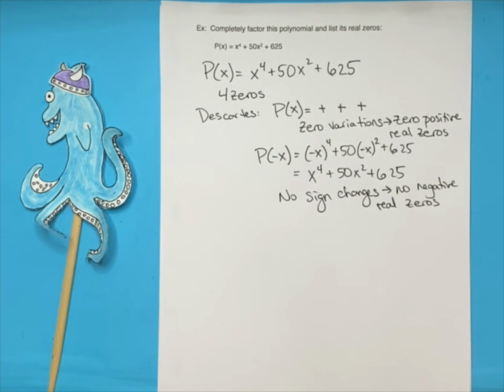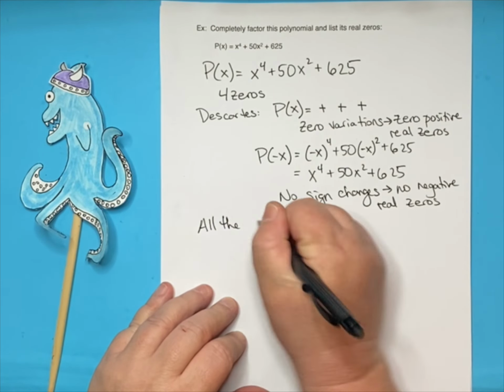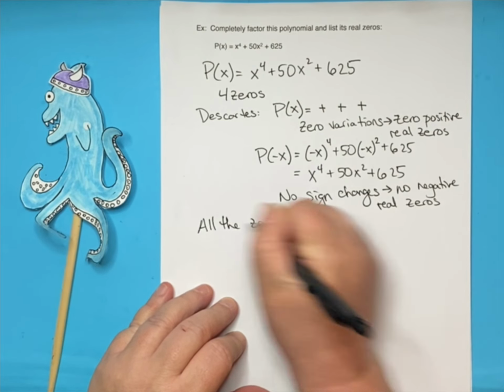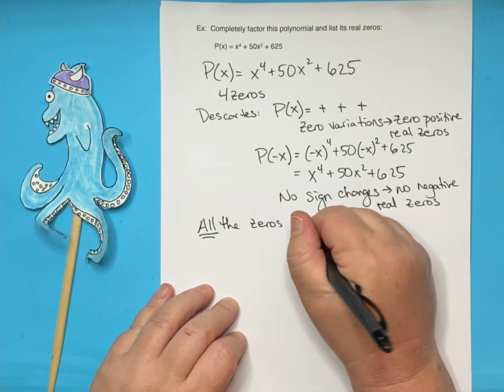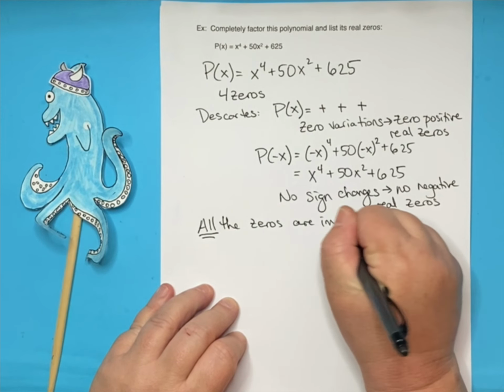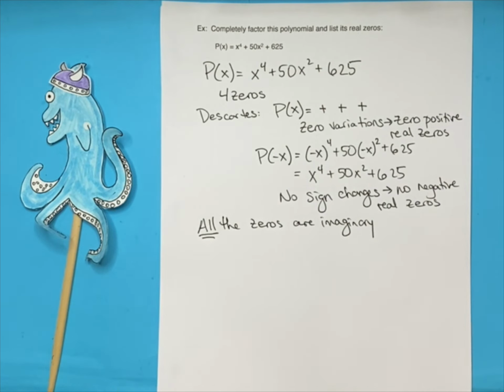So what did we just learn? There are no positive real zeros. There are no negative real zeros. Is 0 a zero? No, that's not going to work. All the zeros are imaginary. By that I mean they're all complex, but they have non-trivial imaginary parts.